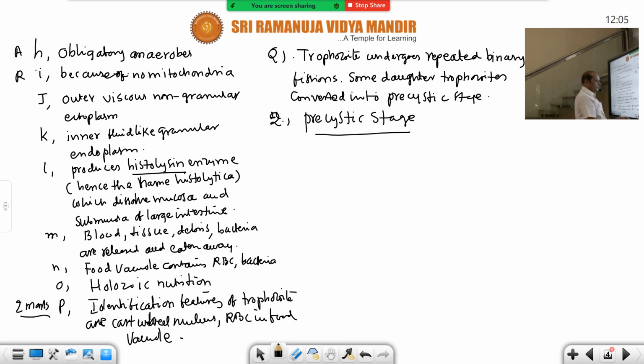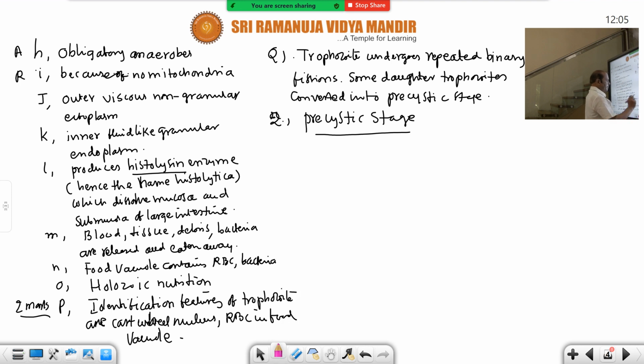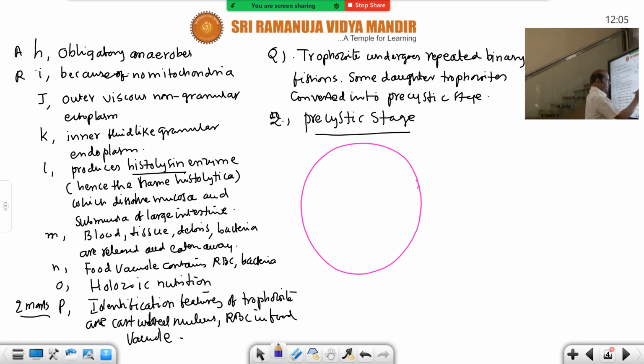In this conversion, what happens? Let us take this diagram of the pre-cystic stage first of all. In this pre-cystic stage, it loses the pseudopodia, and the cartwheel-shaped nucleus is still left. It remains in the center, or you can draw it to a side also. This is the cartwheel-shaped nucleus. It is retained because it is not undergoing any division. No cell division occurs in the pre-cystic stage.